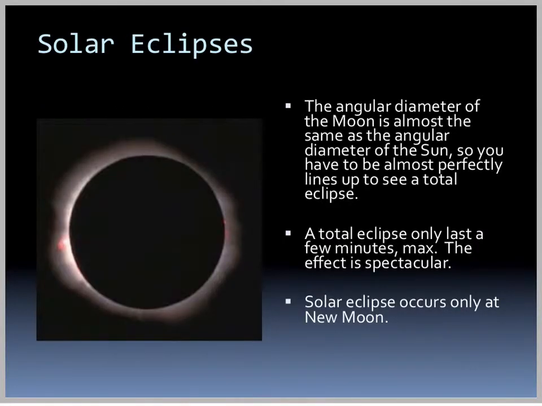So the angular diameter of the Moon is almost the same as the Sun, so they have to be almost perfectly lined up to see a total eclipse. A total eclipse only lasts a few minutes, however the effect is spectacular. Solar eclipses can only occur at the new moon.